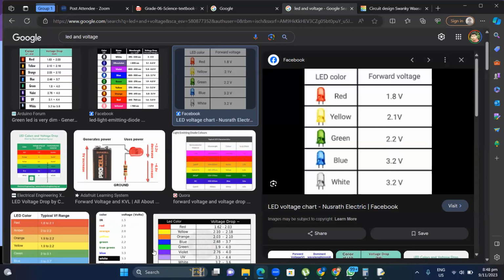Infrared තිබ්බනම් 1.5 වලින් okay. Infrared remote වලට ගොඩාක් අඩු voltage එකක් යනවා. Because it has the infrared. Infrared is not visible light, right? Light එක visible නැහැ.